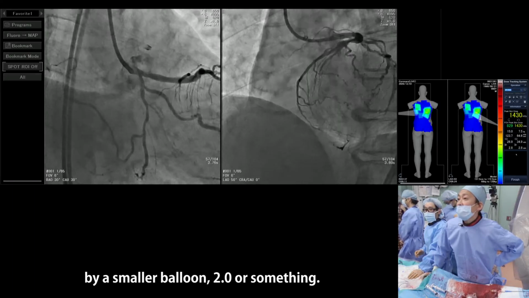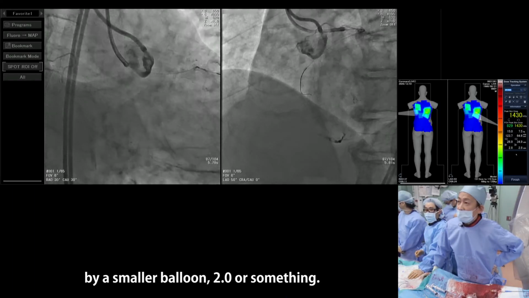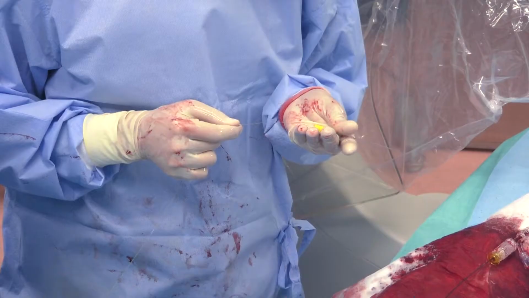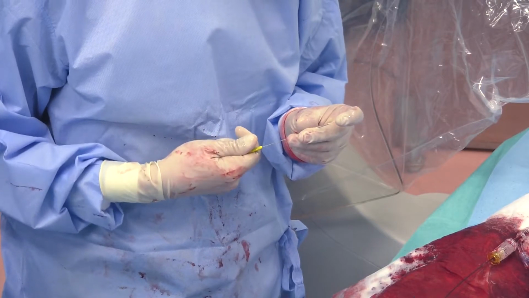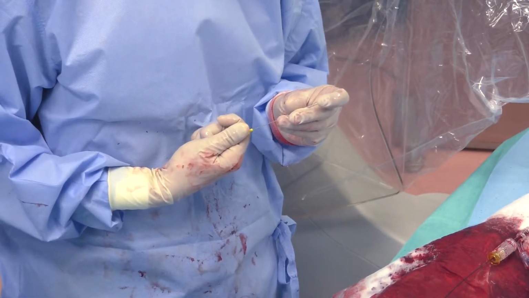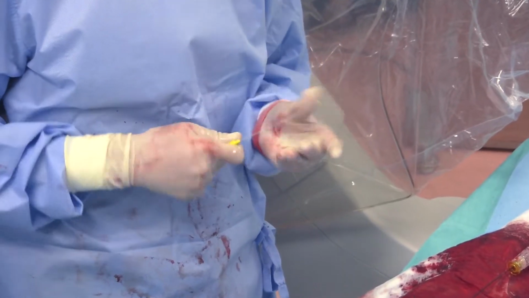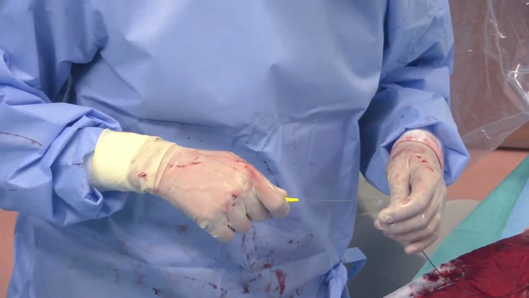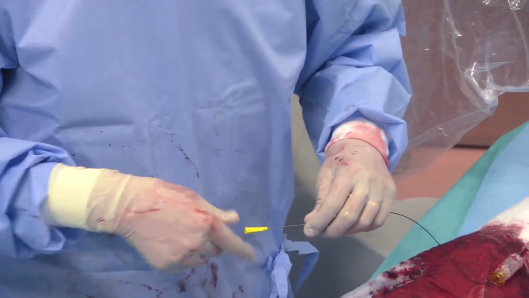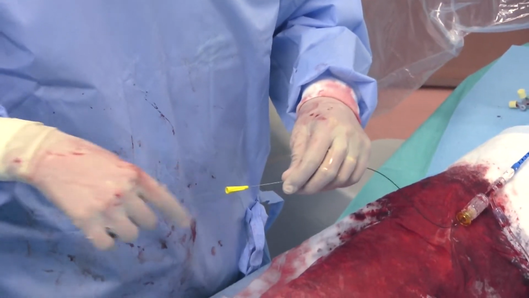distal side with a smaller balloon, 2 or something.